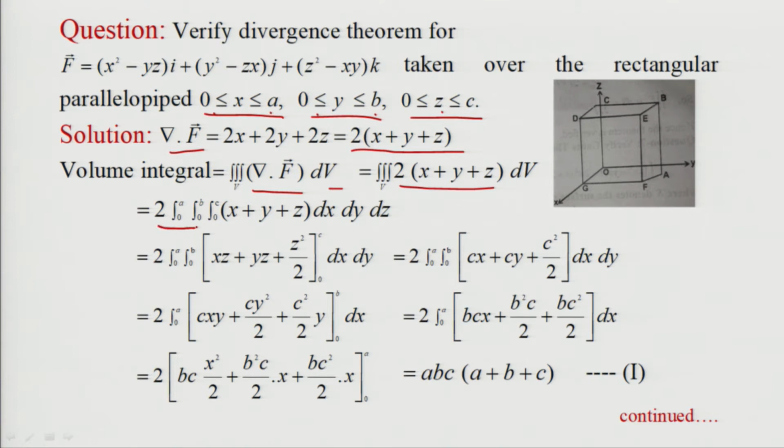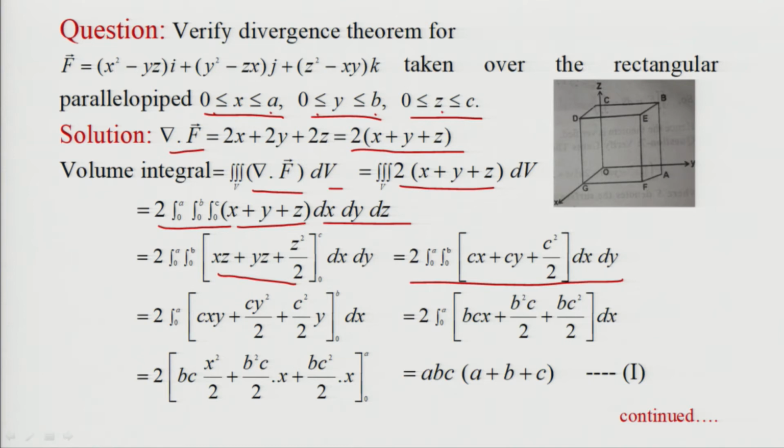So, we get the integral of z squared over 0 to a, 0 to b, 0 to c, and this is the divergence of f dx dy dz. When we evaluate this triple integral one by one, first let us evaluate with respect to z. Then we will get xz plus yz plus z square by 2, from 0 to c, its value becomes in this form, dx dy.